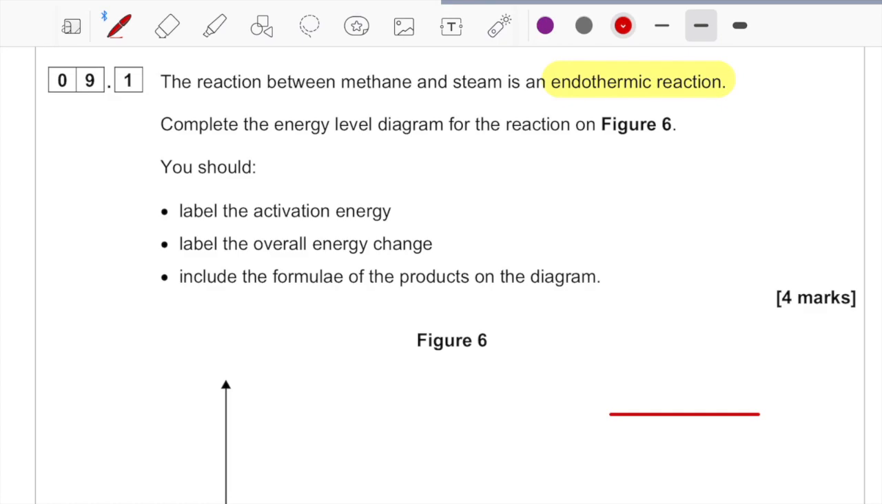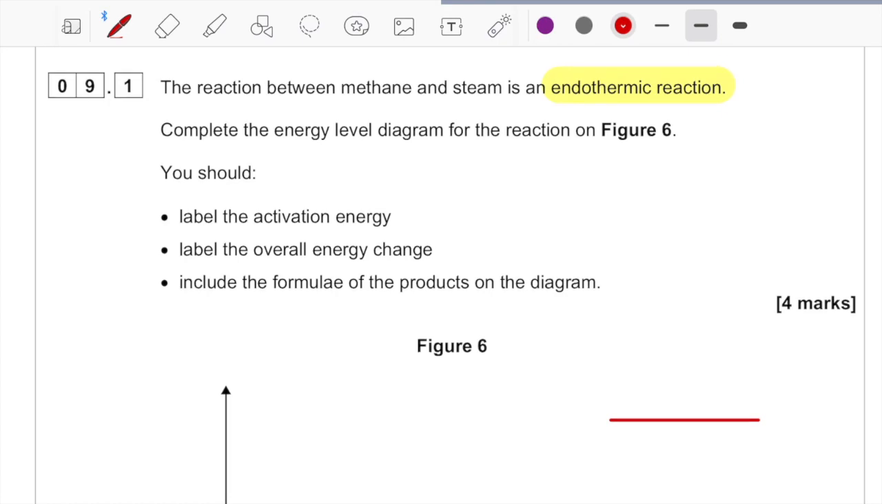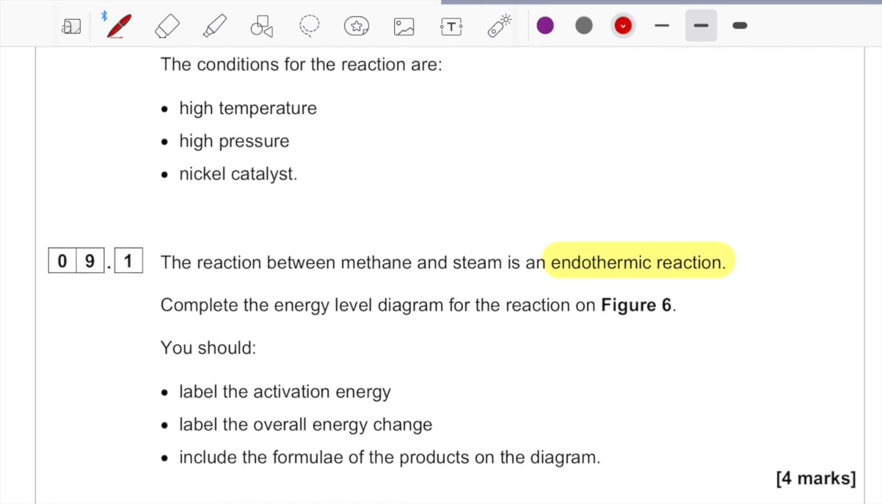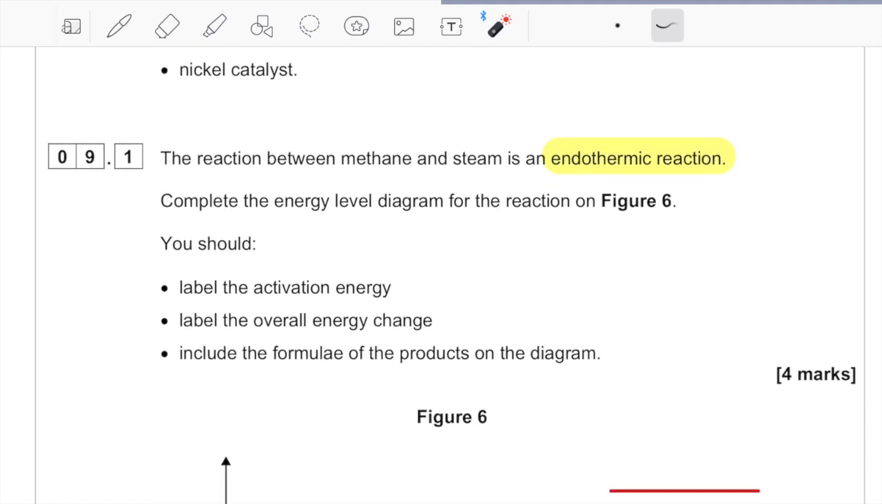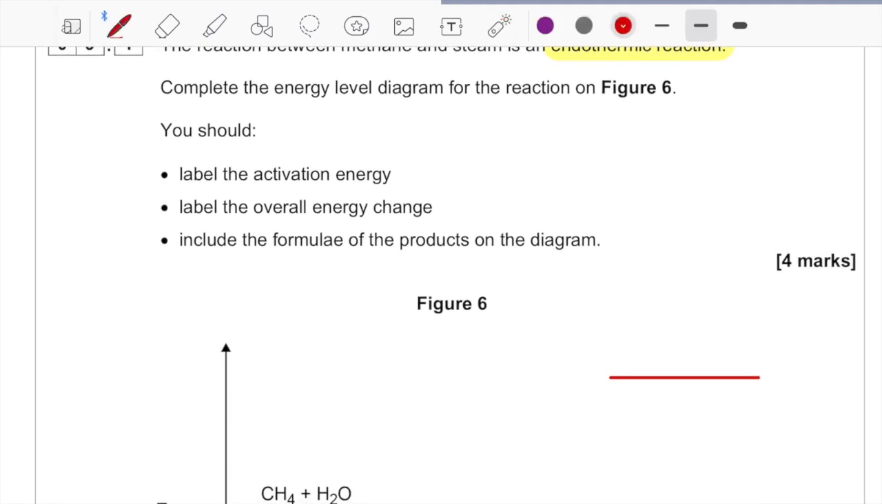Including the formulae of the products on the diagram is going to be another mark, and there is no excuse for not getting that because they give you the formulae. Okay, so we're just going to write those in. So 3H2 plus carbon monoxide, CO. So that is already 2 marks. Now in all of the energy profile diagrams that you do, you have that sort of hill.